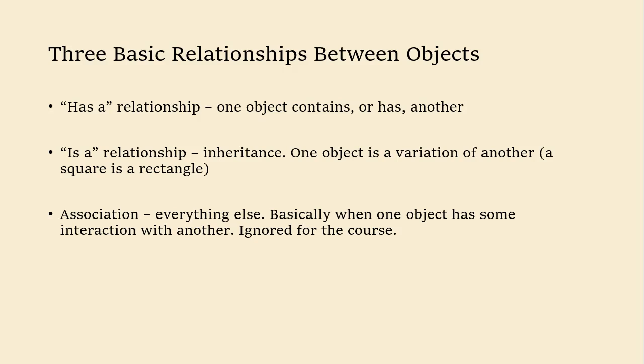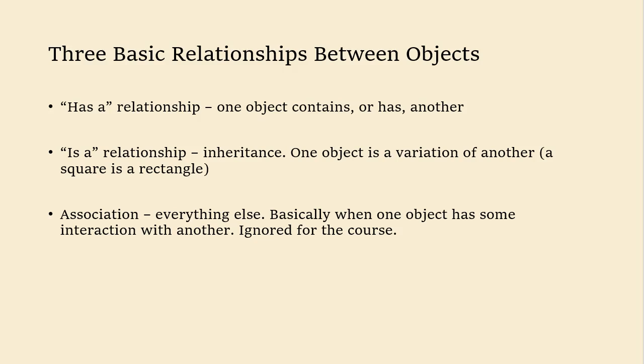And there are three basic relationships. The has-a relationship. One object contains, has, another object. So inside an object, you build another object. The is-a relationship. This is inheritance. We've talked about this before also. One object is a variation or an extension of another. So we might have a generic class of rectangles and then have a special class, squares. Well, a square extends rectangle, but square also is a rectangle.